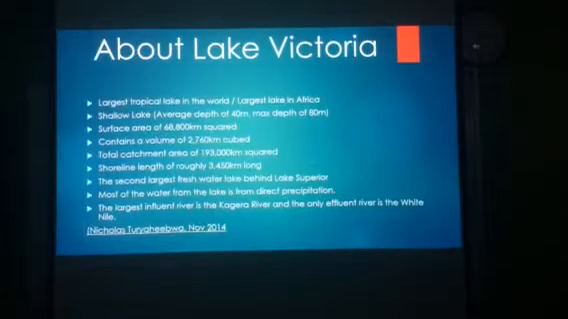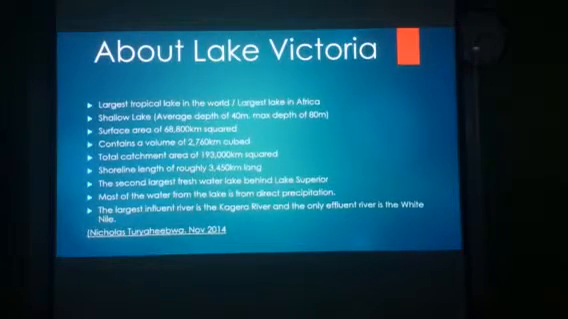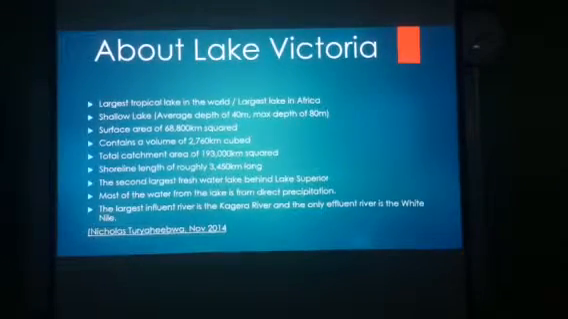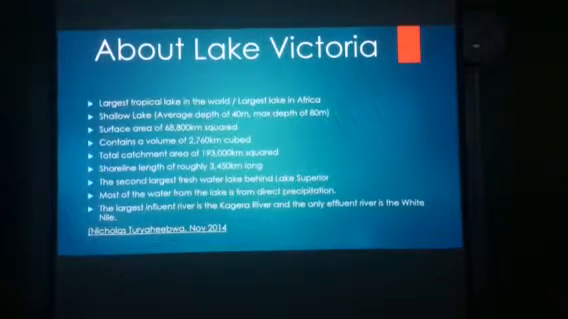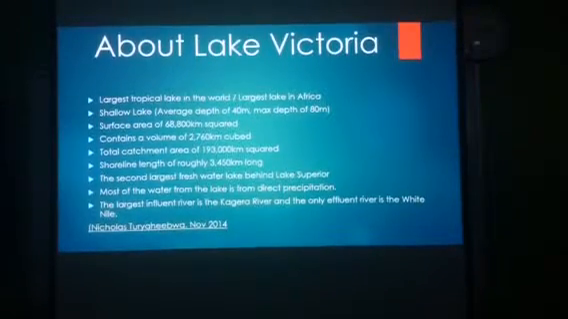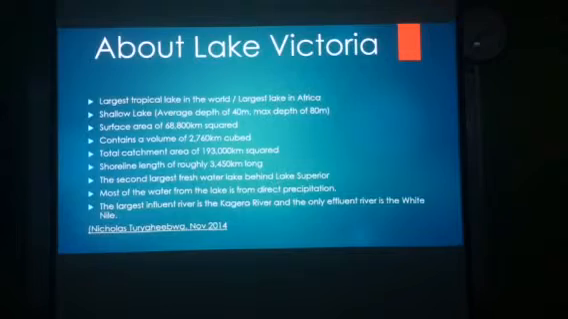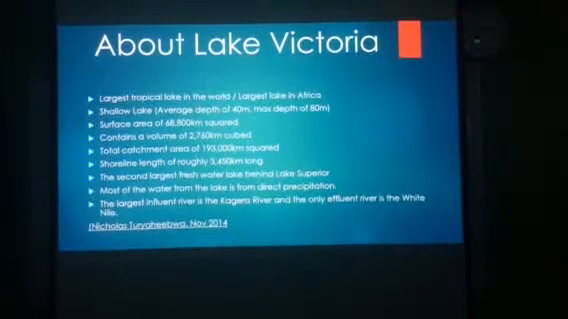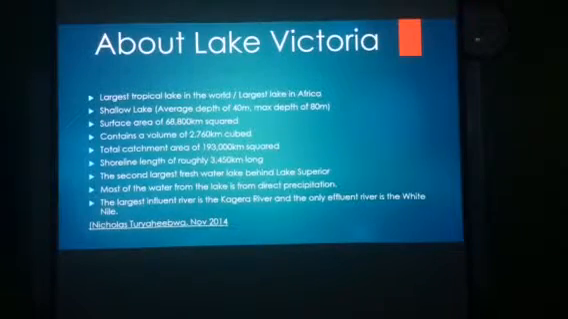A little bit about Lake Victoria. It is the largest tropical lake in the world, largest lake in Africa as well. It is a shallow lake with an average depth of 40 meters as well as a max depth of 80 meters. It has a surface area of 68,800 kilometers squared. Contains a volume of water of 2,760 kilometers cubed. Has a total catchment area of 193,000 kilometers squared. A shoreline length of roughly 3,450 kilometers long.